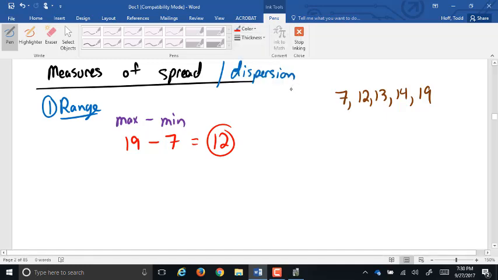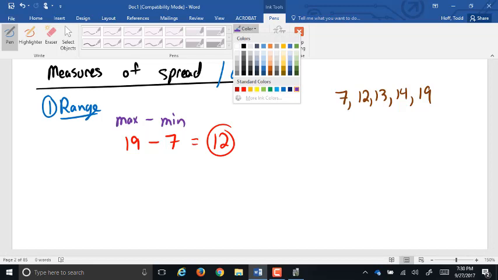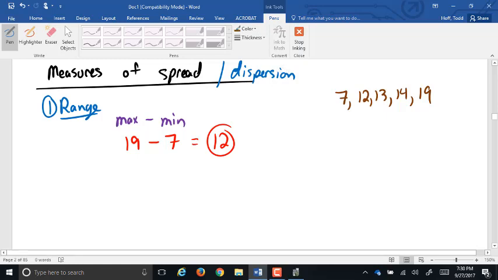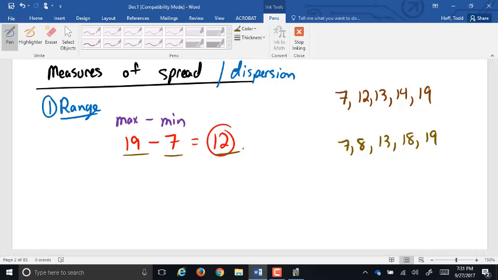The range is not very precise. If this were a technical math class, we would talk about precision. Precision is defined as the ability to distinguish between two similar things. For example, let's say I put this data set up here. What's the range of that data set? 19 minus 7 is 12, yes. They both have a range of 12. Would you say they're the same amount spread out?